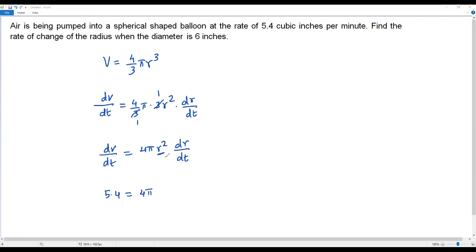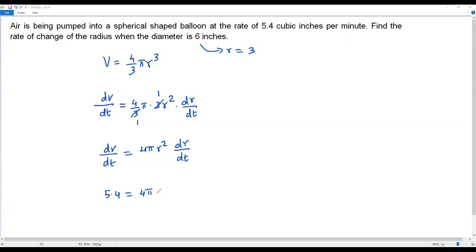Now I have to plug in the value for r. And the question clearly says we have to find the rate of change of the radius when the diameter is 6 inches. If the diameter is 6 inches, then what is the radius? Radius is 3 inches. That is, we have to find the value of dr over dt when r is equal to 3. So now we can plug in this 3 for r over here.